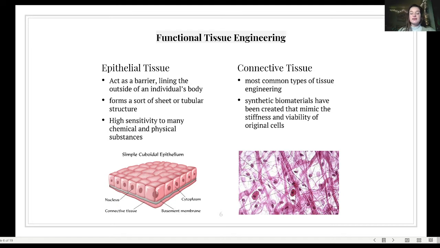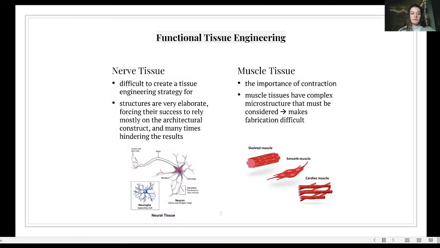These cells have a high sensitivity to many chemical and physical substances, so it is very important for the printing process to take place in a safe and enclosed environment. Connective tissue is one of the most common types of tissue engineering due to its ability to differentiate into other types of tissue like bone, tendon, and meniscus. Through the years, synthetic biomaterials have been created that mimic the stiffness and viability of these cells, allowing these scaffolds to be replicated for the human body.